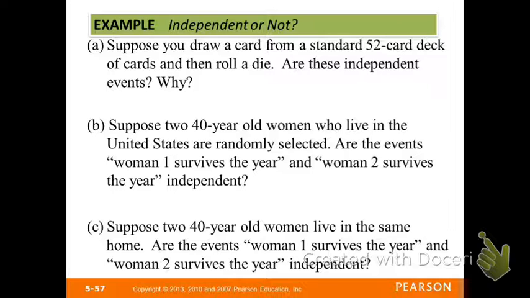So if they have a close proximity to one another, then we can assume some kind of entanglements that could cause these two things to definitely be dependent events. Okay, and so the close proximity is what makes letter C different from letter B. So that's independent events or not independent events.